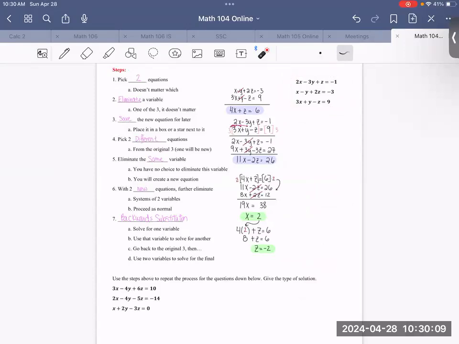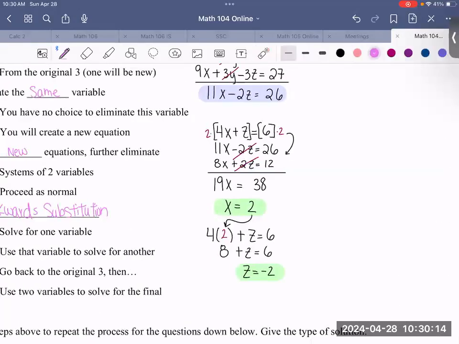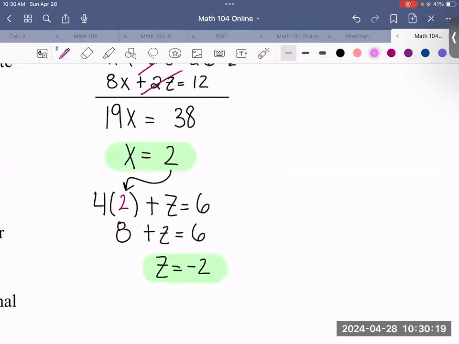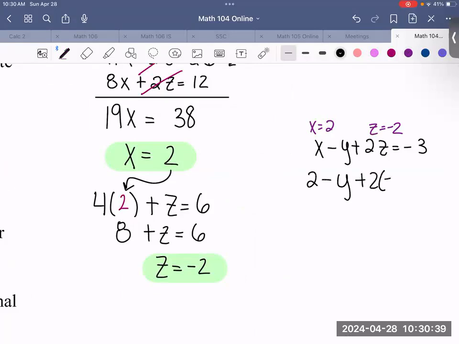Now, my last class chose to do this middle one right here. So we're going to pick that middle one where we have x minus y plus 2z is equal to -3, where we know x is equal to 2 and z is equal to -2. So you have 2 minus y plus 2 times -2 is equal to -3.